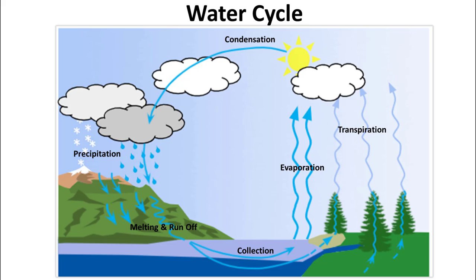And now the other part of the water cycle is evaporation. Evaporation happens when heat from the sun causes the water to evaporate from oceans, lakes, and streams. Evaporation occurs when liquid water on Earth's surface turns into water vapor in our atmosphere. There's also a form of evaporation called transpiration. And this is when water from plants and trees evaporates or enters into the atmosphere.